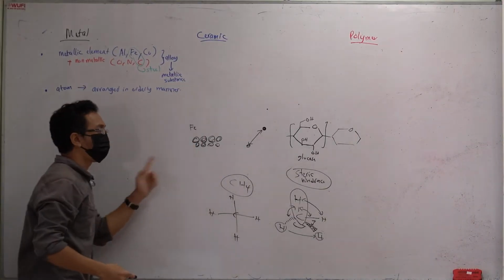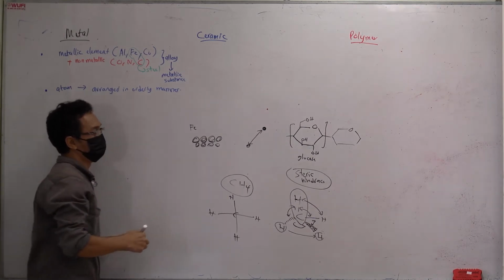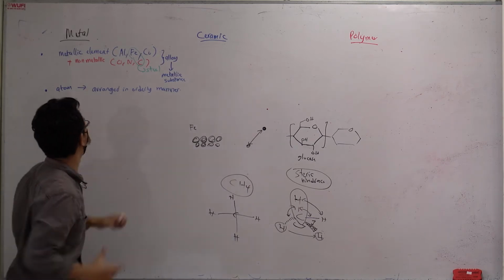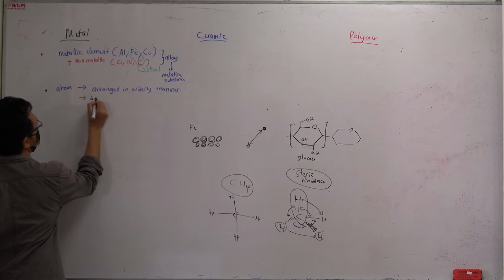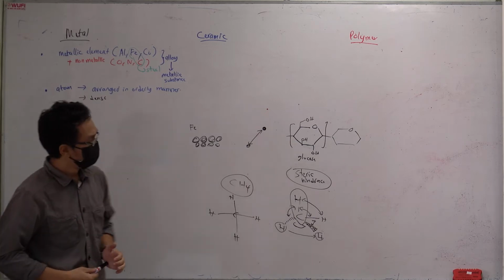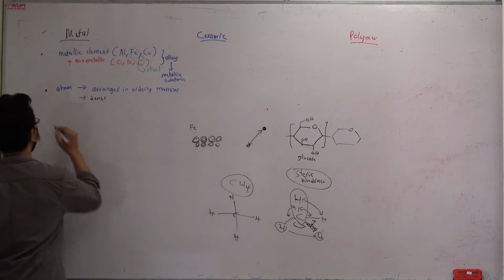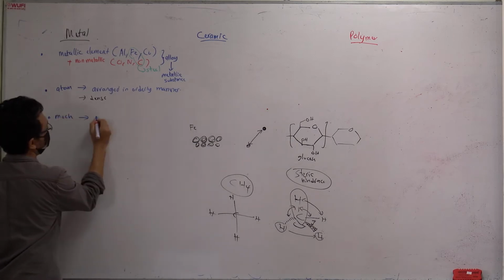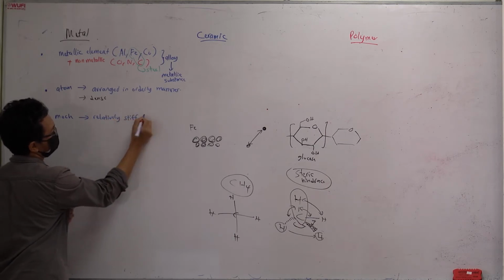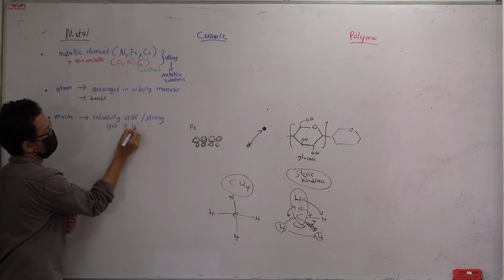But in metal, you don't have covalent bond. In metal, you have what we call the metallic bond. So it doesn't have something like this. So it's dense. That's another characteristic of the metal. It's dense. And also, in terms of mechanical characteristic, let me put here. In terms of mechanical characteristic, it's relatively stiff and strong. Stiff and strong, yet it is ductile.